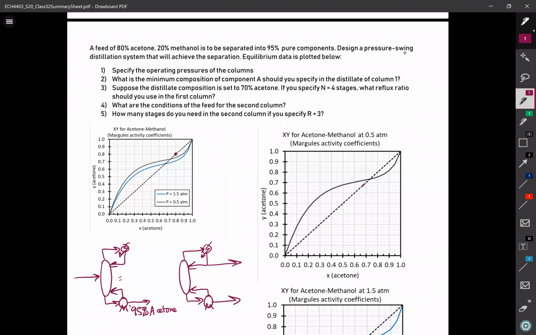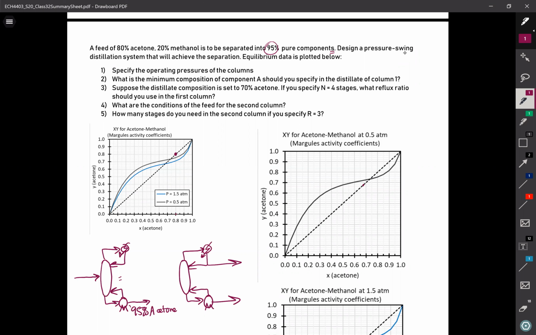This is a pressure swing distillation practice problem. It says a feed of 80% acetone, 20% methanol must be separated into 95% pure components. Design a pressure swing distillation system that will achieve the separation. Equilibrium data is plotted for you below.